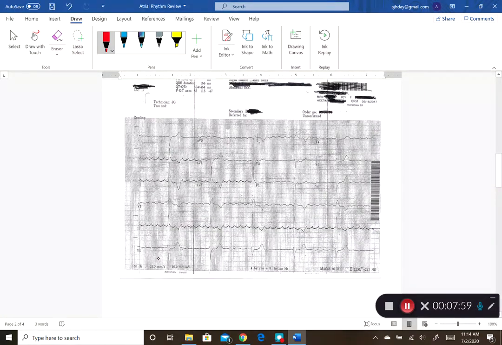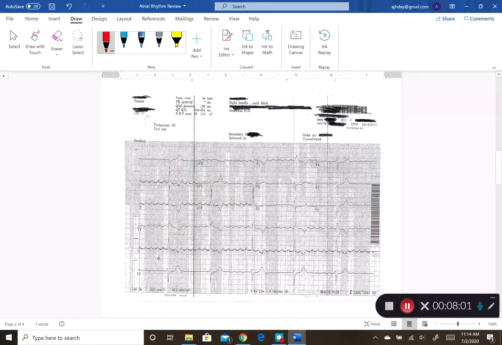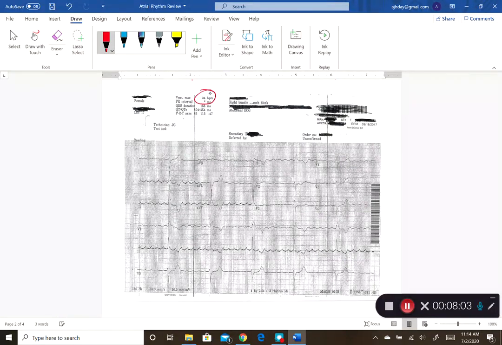All right, looking at this next rhythm, this is a 12 lead. It does give me a heart rate up here. My heart rate is 34. A 12 lead is going to be looking at all different sections of the heart. So down here, I have a lead 2 printout, which gives me a consistent look at lead 2.